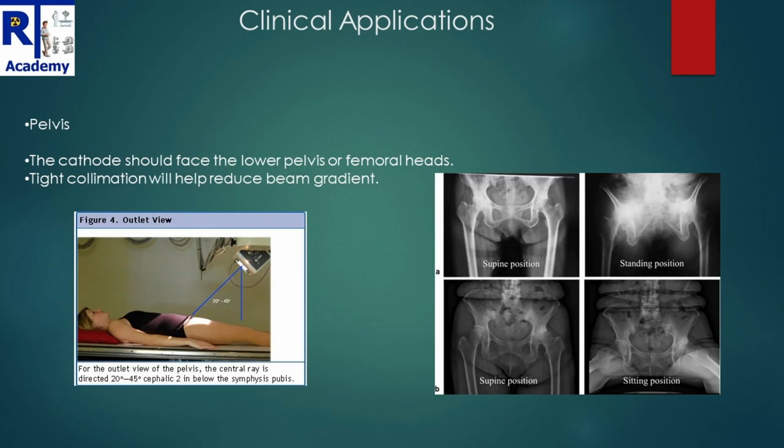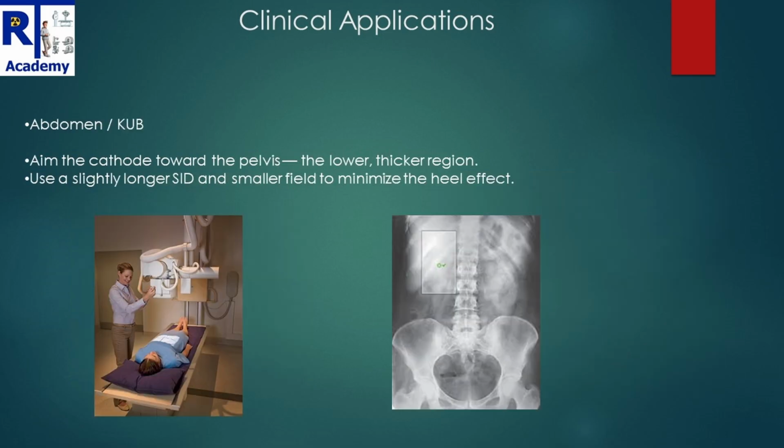13. Pelvis. The cathode should face the lower pelvis or femoral heads. Tight collimation will help reduce beam gradient. 14. Abdomen. KUB. Aim the cathode toward the pelvis, the lower, thicker region. Use a slightly longer SID and smaller field to minimize the heel effect.